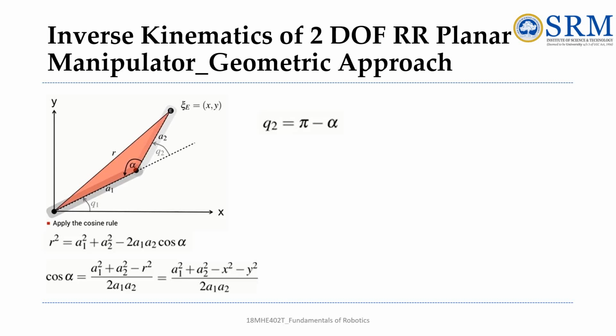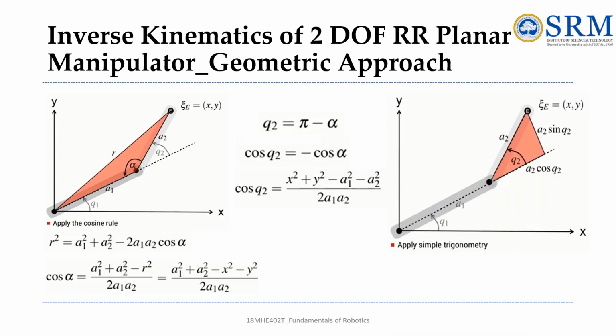Taking cos of pi minus alpha gives minus cos alpha, so cos q2 equals minus cos alpha. Since we have found cos alpha, applying the negative sign we get cos q2 equals x square plus y square minus a1 square minus a2 square, by 2a1a2.